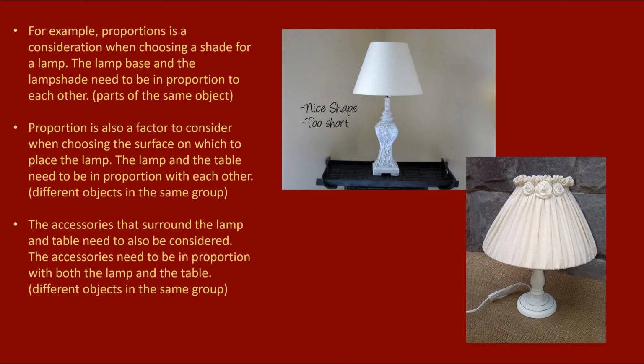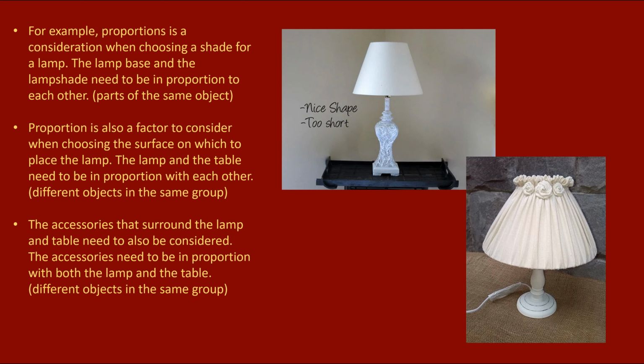For example, proportion is a good consideration when choosing a shade for a lamp. The lamp base and the lamp shade need to be in proportion with each other. They are parts of the same object. Yes, they are 2 different pieces of an object, but without both pieces, you don't have a lamp. To have a lamp, you have to have a lamp shade and you have to have a lamp base, okay?